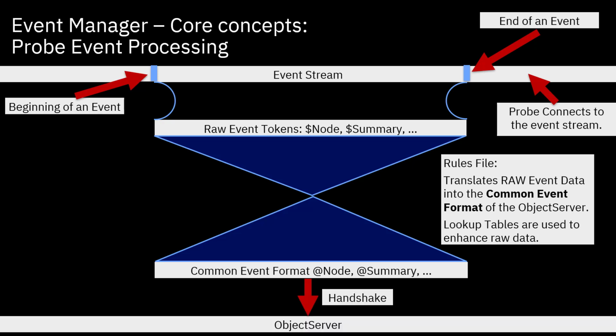And the last step of this is then a handshake. So the probe makes absolutely sure that the object server has positively acknowledged the receipt of this new single event. And it's then up to the object server to use that event and to insert it into the alerts.status table.